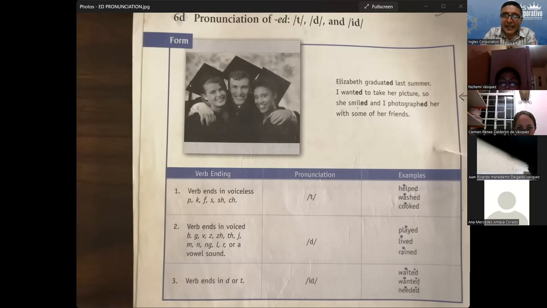Entonces dice la regla, ahí está en el número 2, dice, or a vowel sound. O un sonido de vocal. Suena como una D solita. Sí, pero en la escritura sí debe llevar ED, ¿verdad? Al final. Sí, la escritura, ahí le pongo study. En la escritura termina en ED, pero tenemos que eliminar la Y.